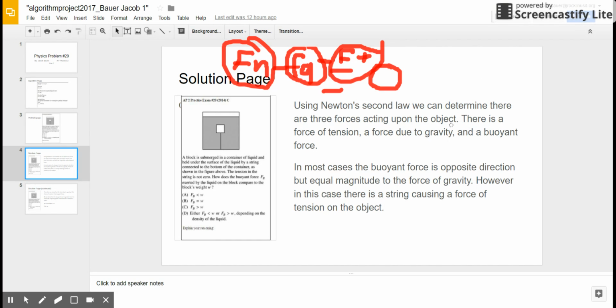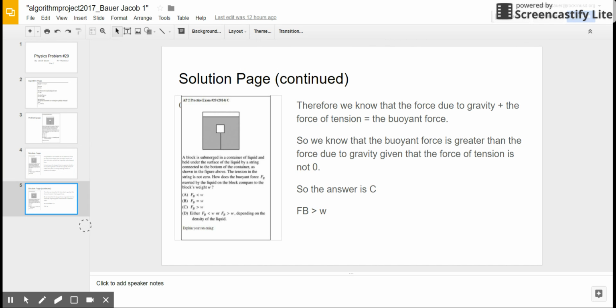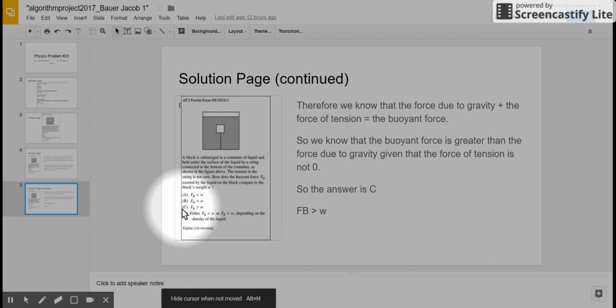And since we know the tension is not zero, the force of gravity, or the weight, has to be less than the normal force, given that there's some tension in the string. So now we do know that the answer has to be C, because the weight has to be less than the buoyant force.